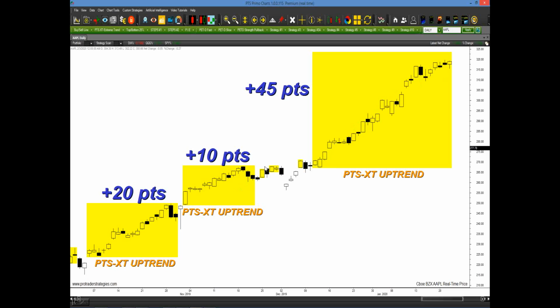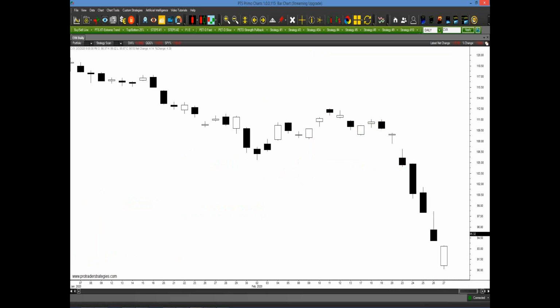Sure, there will be instances like this where it won't really apply. That's okay, as long as over time we're able to have these really high probability zones. They'll most likely make up. All right, let's look at CVX.